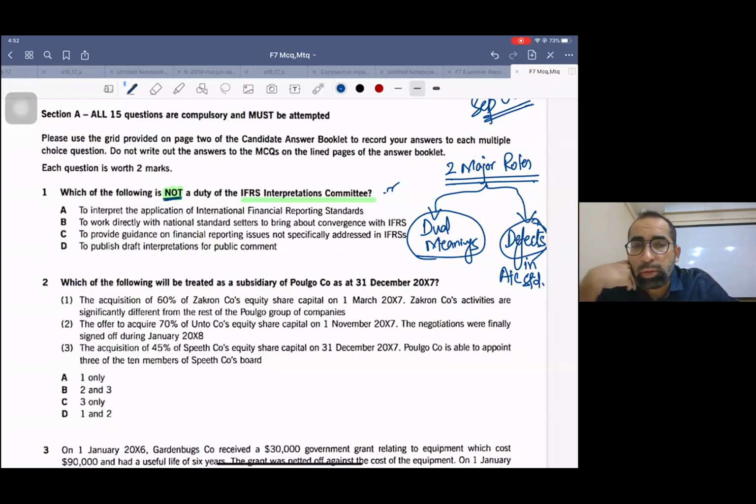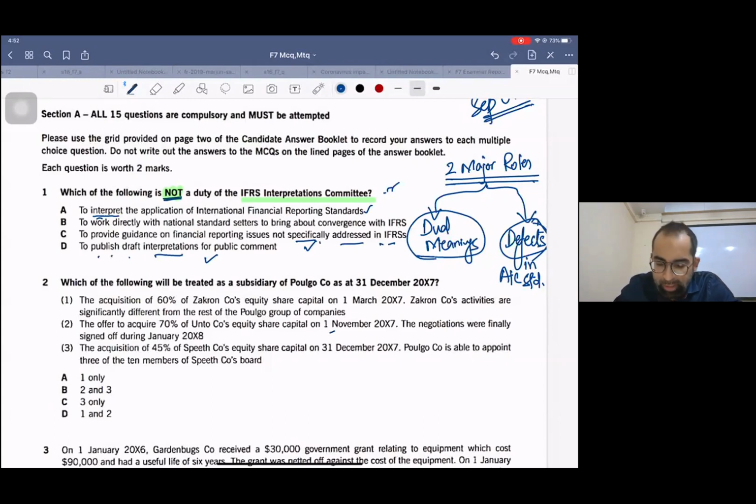Now read MCQ number 1. Which of the following is not? The first option is to interpret the application. Yes, their name is interpretation committee, so this is one of the roles, but we have to pick the one that is not. Leave B, and first read C and D. To provide guidance on financial reporting issues not specifically addressed in IFRS. Yes, that means if there is some problem, they guide you. This is also their role. To publish draft interpretations is their primary job. So A, C, and D are their jobs.